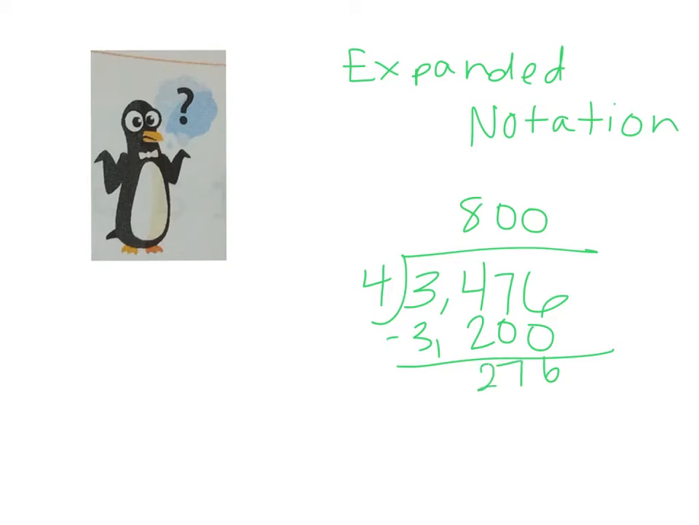and I have 276. Now 4 will go into 276, or look at 4 into 27, and we know that will go in 60 times. 60 times 4 is 240, and then I subtract, and I'm left with 36, and I know 4 will go into 36 9 times. 9 times 4 is 36, and I do not have a remainder. Then I write that answer in standard form.